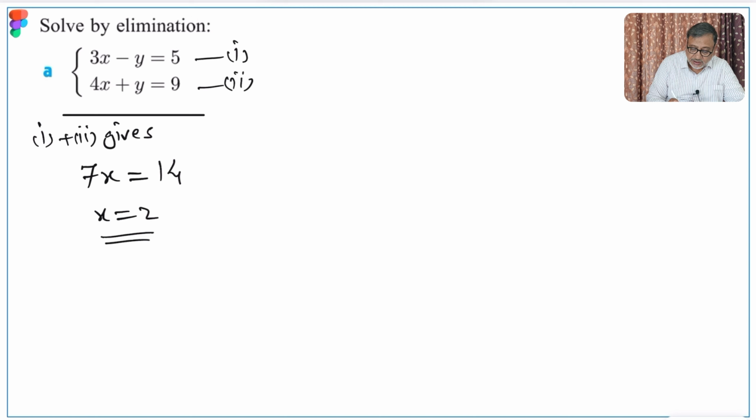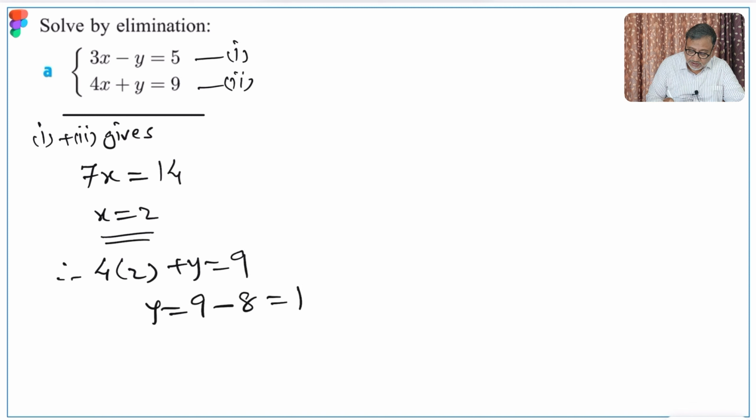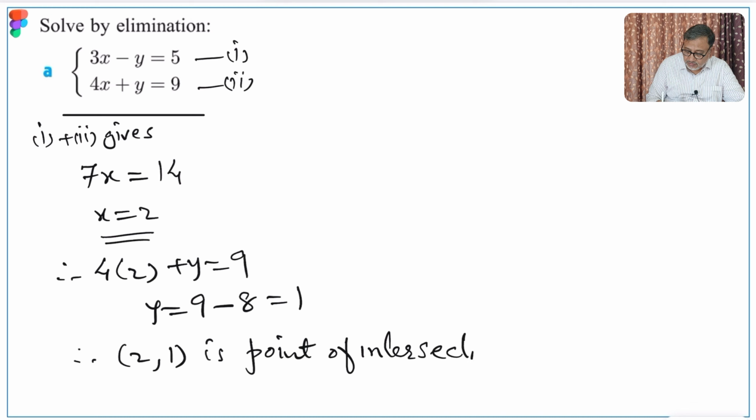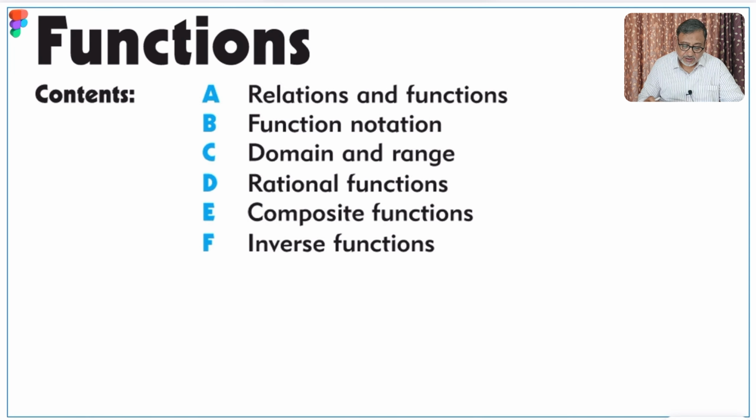This is the x coordinate. Put it in any one of the equations. So we'll put in the first equation or second. Let us put in the second equation. Therefore 4 into 2 plus y is 9. So y is 9 minus 8, which will be 1. So therefore 2, 1 is the point of intersection, or is the solution also, you can say. Actually it is the point of intersection. So x is 2, y is 1. Okay. I hope you understood.